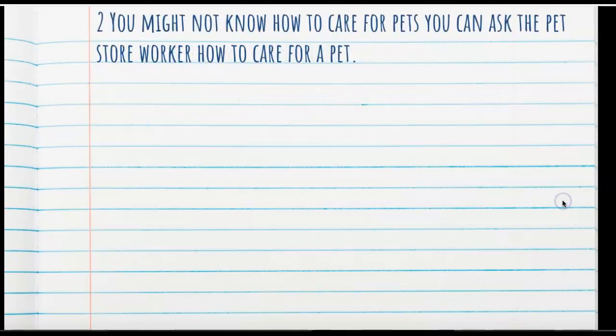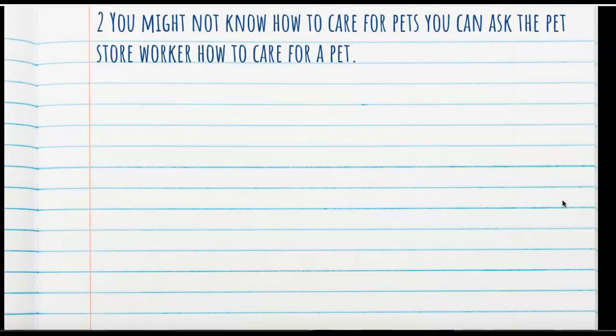Okay, let's look at another example. You might not know how to care for pets. You can ask the pet store worker how to care for a pet. So this is an example of a run-on sentence. Notice how there's not a period after each thought. It just kind of keeps going. It's like a constant train of thought. And that does get confusing for your readers to read. So let's fix it. We don't need a run-on sentence.